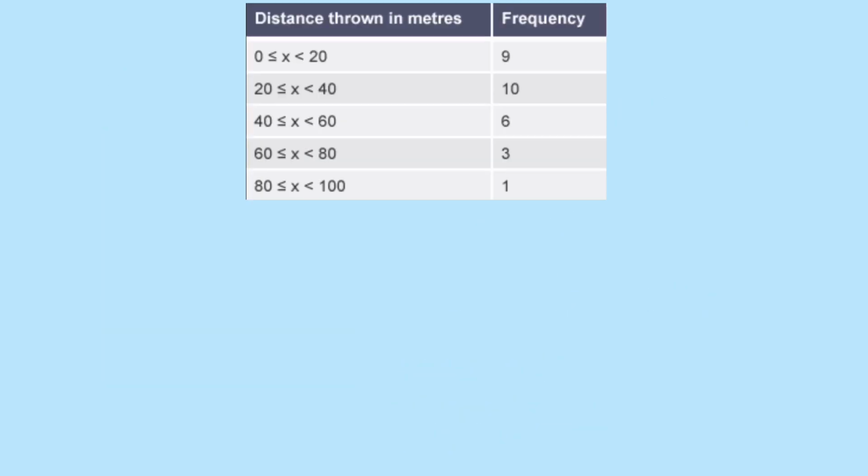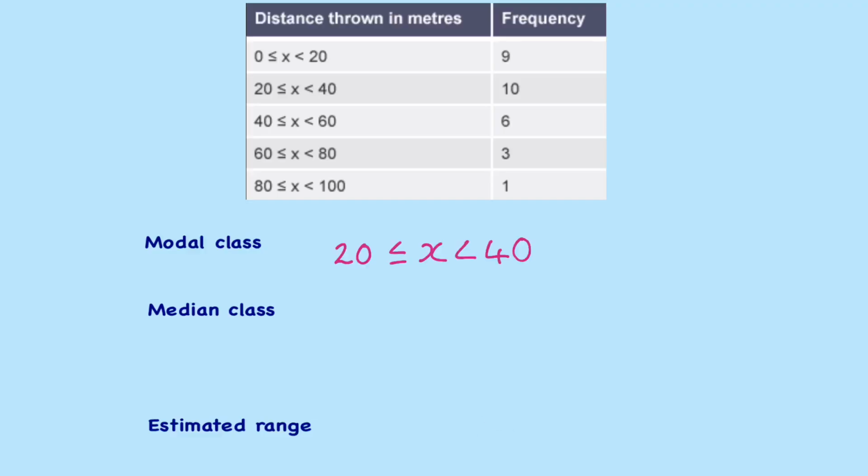So here we have a table for distance thrown in meters. And we want to find out the following: modal class, median class and the estimated range. So let's start off with the easiest, modal class. So it's the most common. So we see that the highest frequency is 10, and that is the interval 20 to 40. So the modal class, the most common class, is 20 to 40.